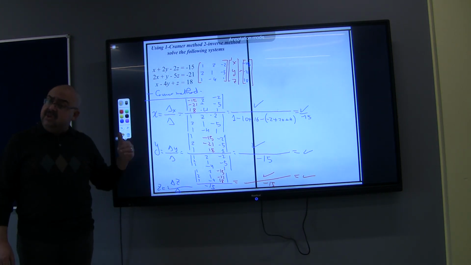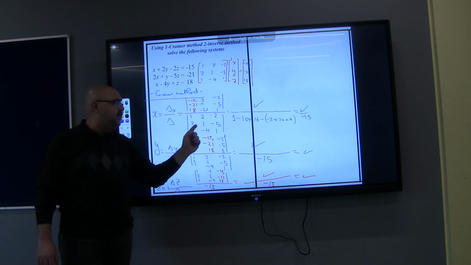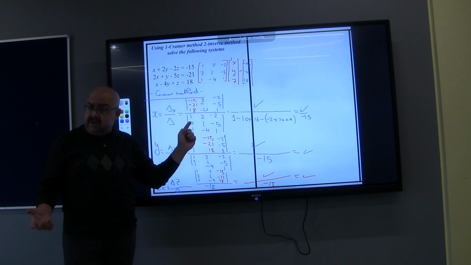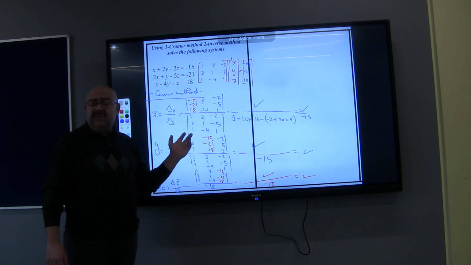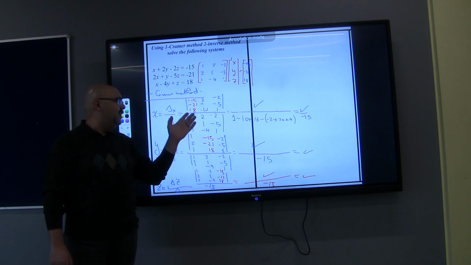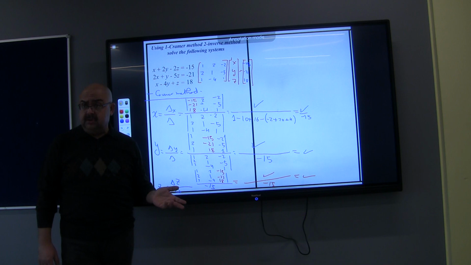As you can see, it's very, very simple and handleable. The only problem is you are dealing with a 3 by 3 determinant. If you do it by Sarrus, it's going to be very, very simple, other than using the cofactor method. So you will end up having a lot of 2 by 2 determinants. You don't need to do this, okay?